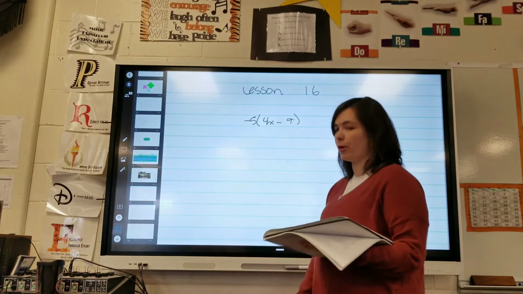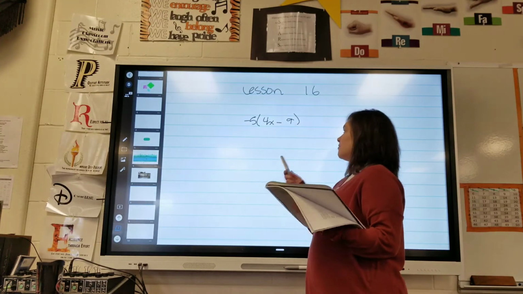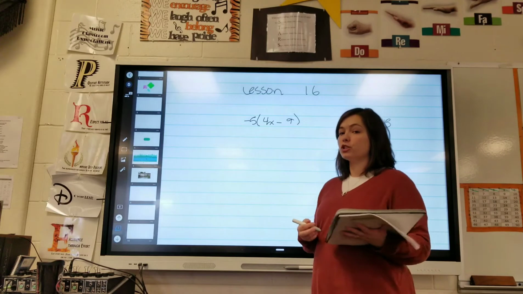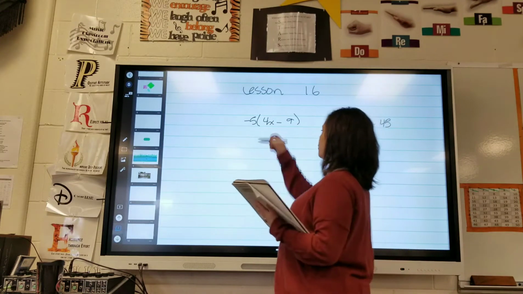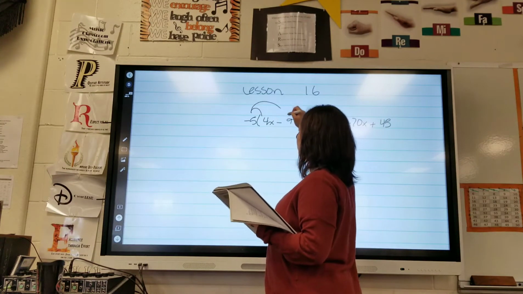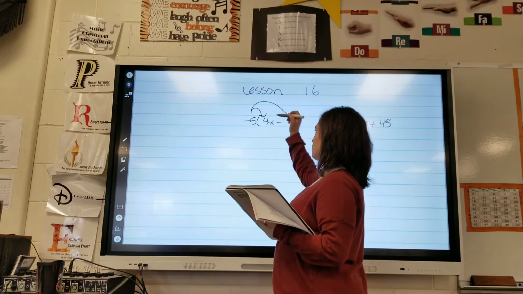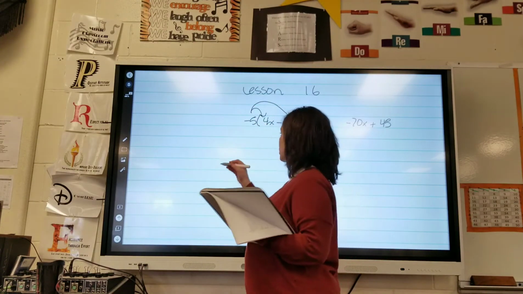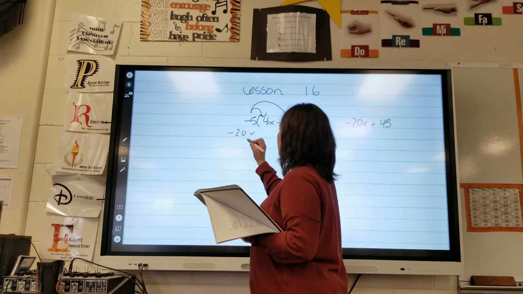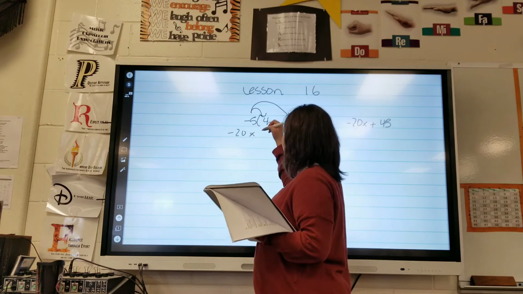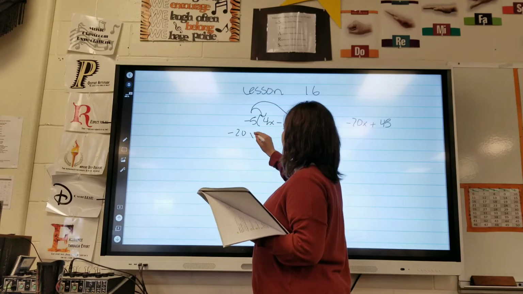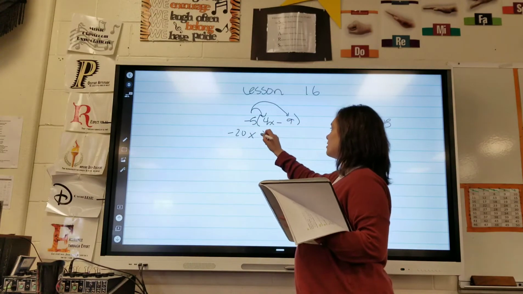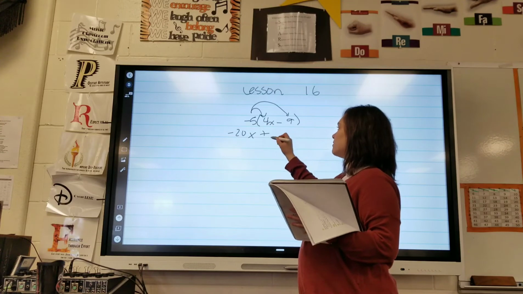Here's the first example. So I have -5 times the quantity 4x minus 9. What I'm going to do is use the distributive property to distribute the -5 to the 4 and to the 9. When I do this, I get -5 times 4, which is -20x. The x stays there. And then when I get negative times a negative, I get a positive, and that's going to be 5 times 9, which is 45.